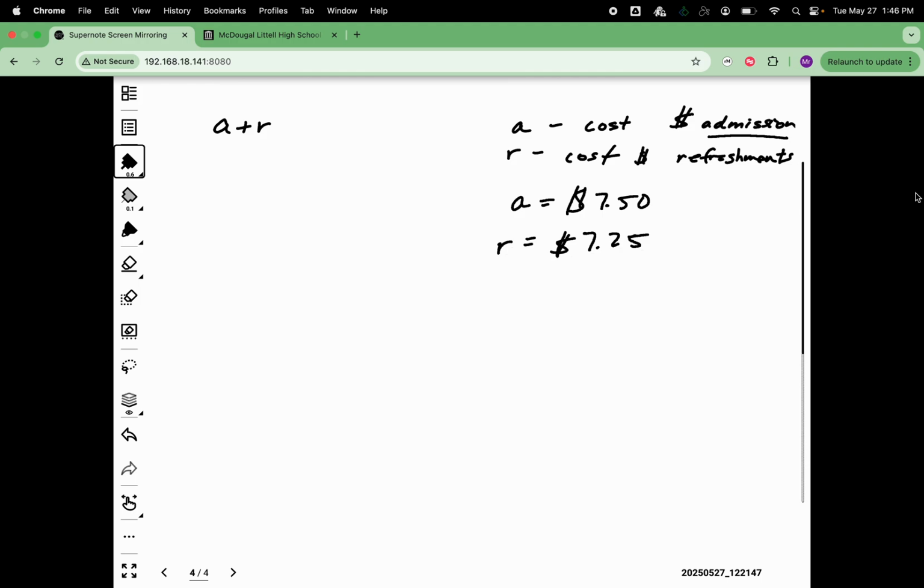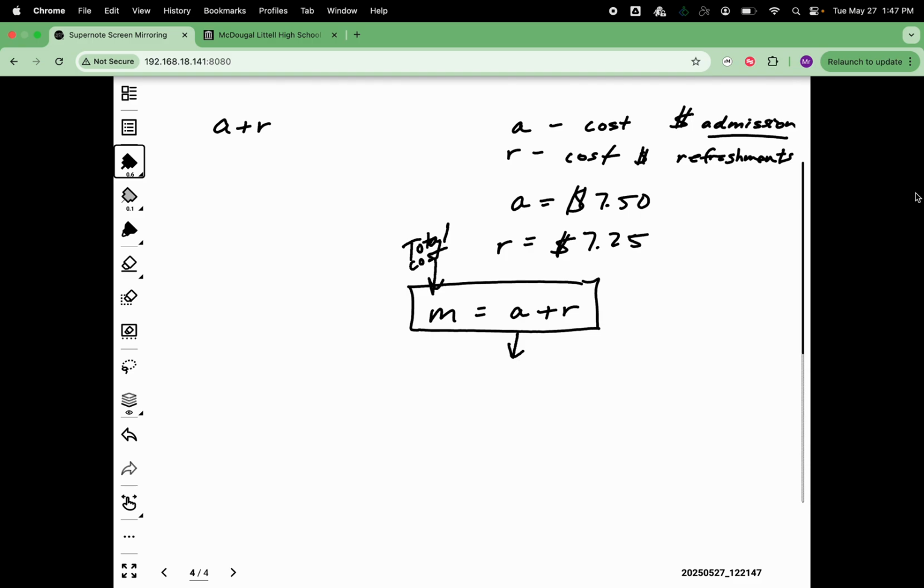Now, what is your total cost? All right, so our total cost, our movie total, is going to equal A plus R. This is an algebraic expression that's going to tell us the total cost to go to a movie.